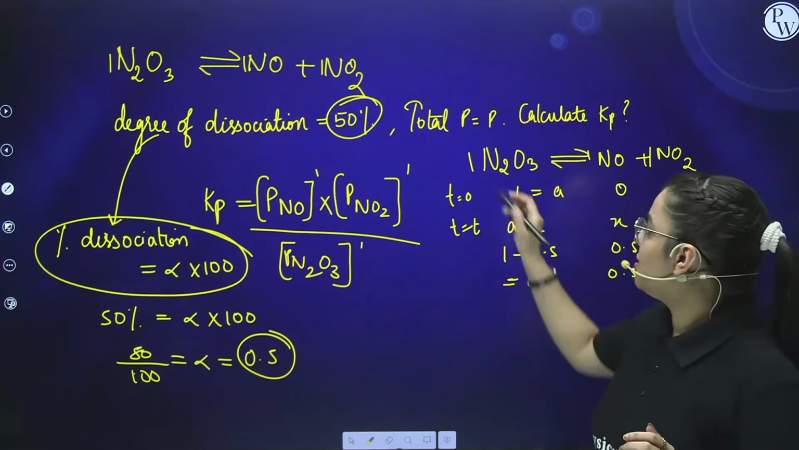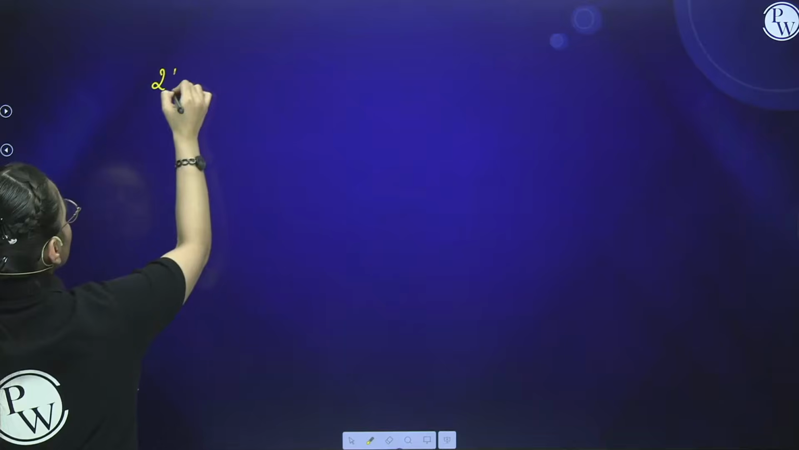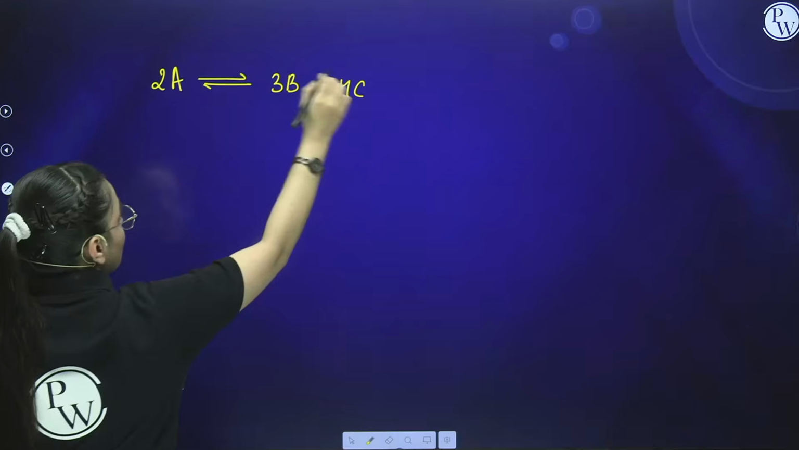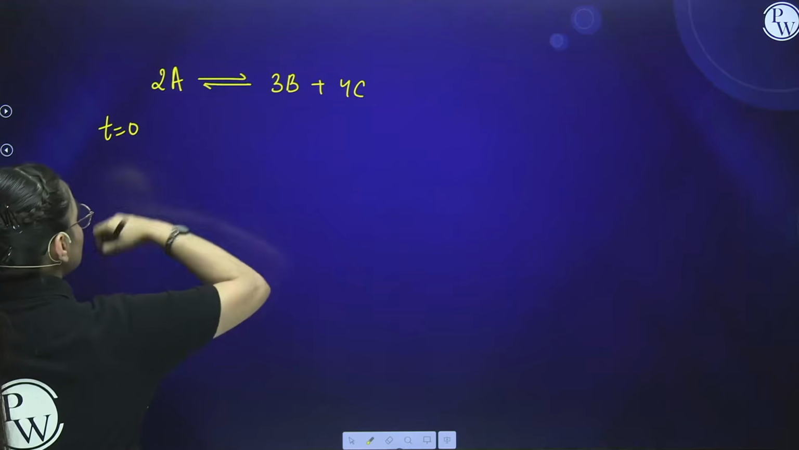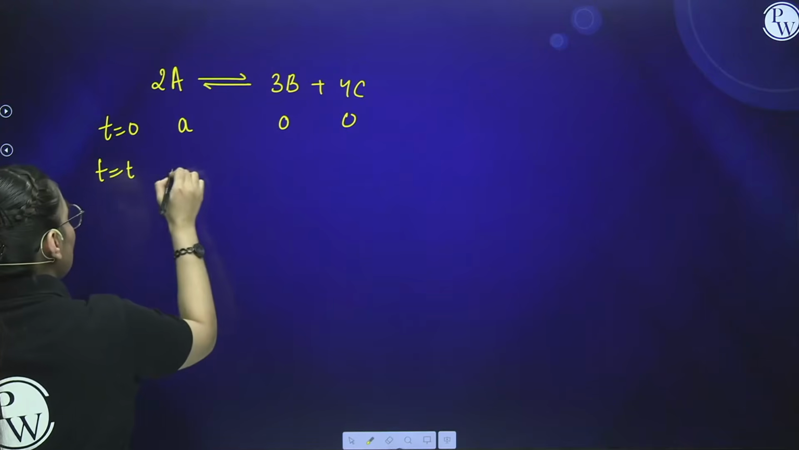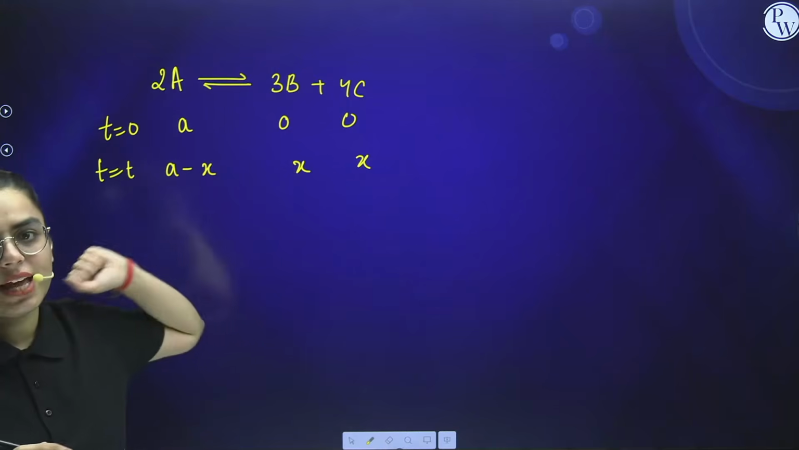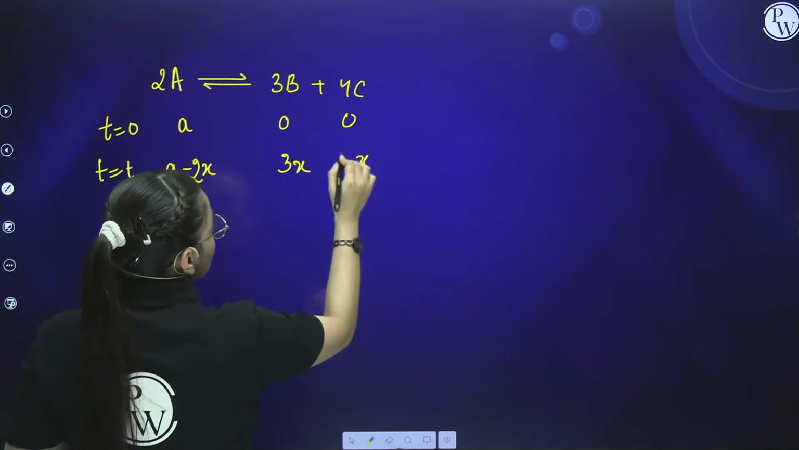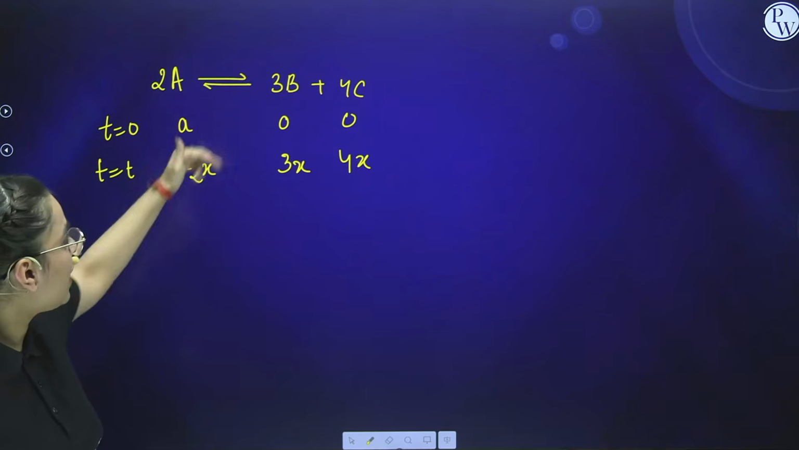But whenever students, here 1, 1, 1 is given. But if 1 is not given to you, how will you do this? See, if you are being given 2A gives 3B plus 4C, now for this, how can you calculate alpha? When time is t equals 0, this was a initially, and this was 0, this was 0. When time was t, then a minus 2x occurs here, 3x is formed, 4x is formed. The numbers will come in front of the x, because 2 is present in front of this, 3 in front of this, and 4 in front of this.